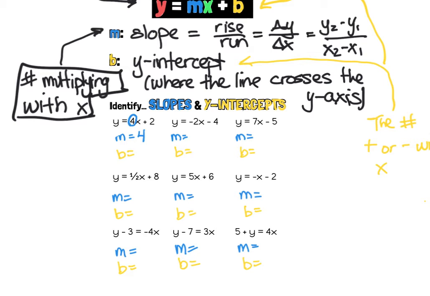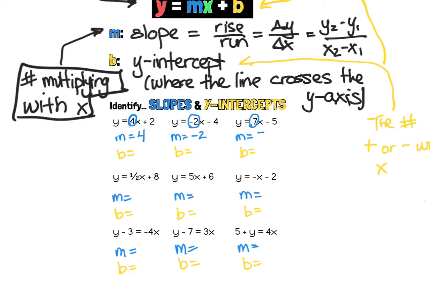All right, on the second equation, y equals 2x minus 4, we're solved for y, which is good, that's what we want. And the number multiplying with x is our slope. The next equation, y equals 7x minus 5. Then this equation is solved for y, so we're in slope-intercept form.